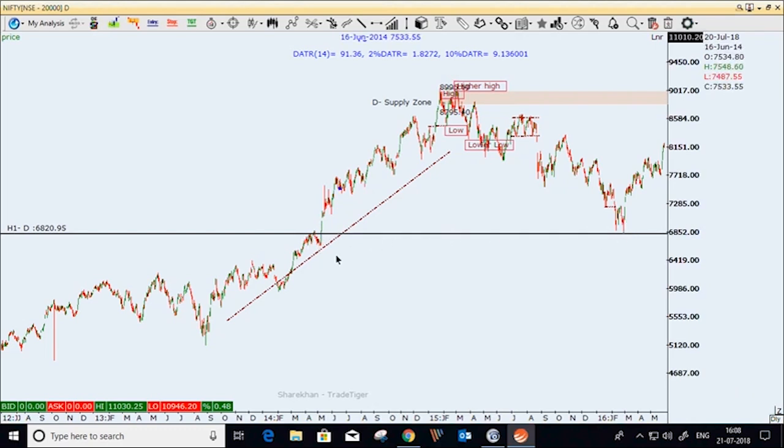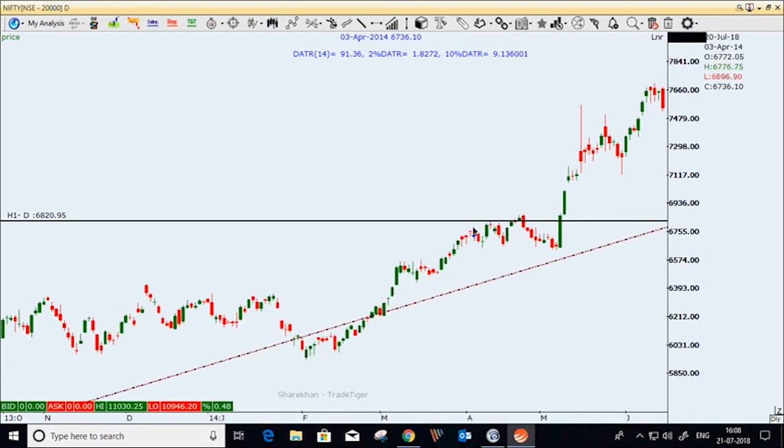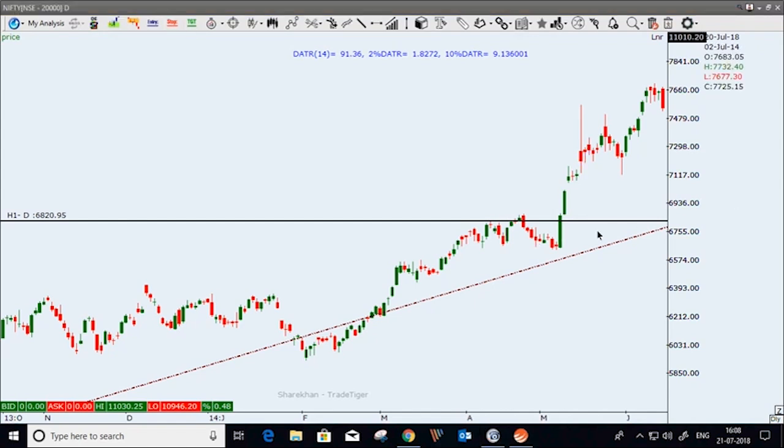Can you see prices bounced from this level? Let us check what is there. Okay. So can you see what happened? Low, high, lower low, higher high. Can you see this? Low, high, lower low, higher high. Understood? All of you? Any challenges?